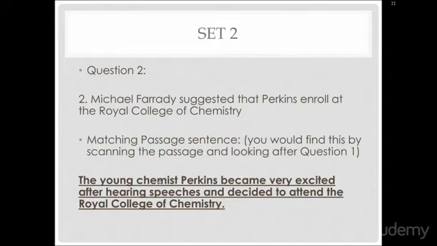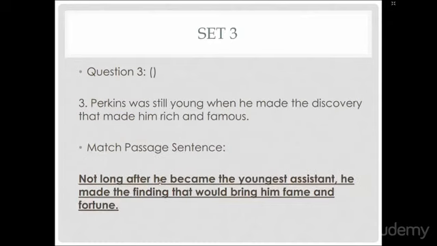If it were false, it would say somebody else suggested that he go. That's what it would say if it were false. If it were true, it would say Michael Faraday suggested that he go. But we don't know. When you don't know, the answer is not given. If it's maybe, the answer is not given. True is always true. False is always false.